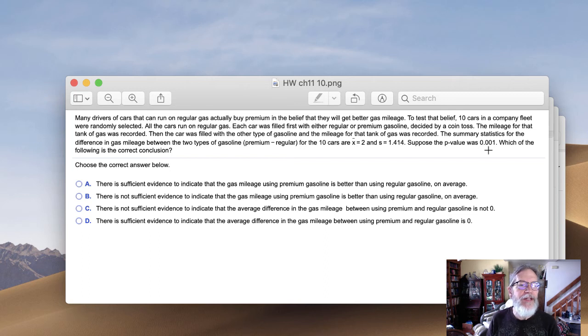There is sufficient evidence. Okay, so B and C are out, right? We already know this is very, very unlikely to have occurred if the null were correct. So are we going to say there's sufficient evidence premium is better than regular? Okay, premium minus regular, and we get a positive number. Ooh, this one says 0. No, that's the null hypothesis saying there's no difference. So we're going to say it's actually A.